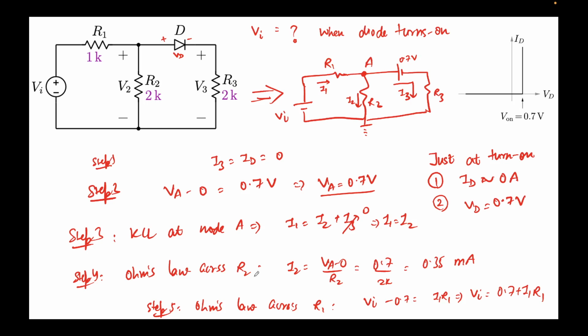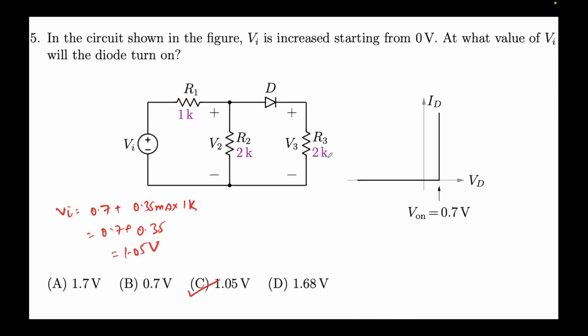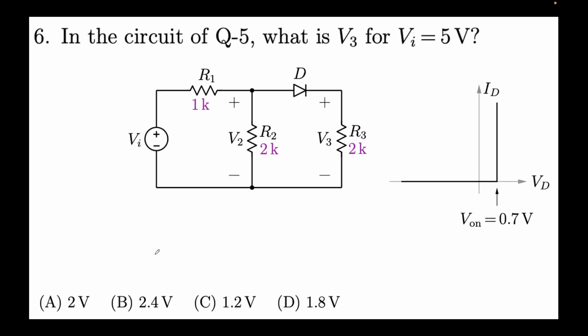What did we do? We know that at diode turn on, the current through the diode will barely be, the diode will just have started to conduct. This means the current we can approximate as 0, and the turn on voltage is 0.7 volts. So we replace this diode with these conditions, apply some nodal analysis, Ohm's law, whatever you may want to call it, and we finally obtained that the turn on input voltage should be 1.05 volts. So that completes our problem.